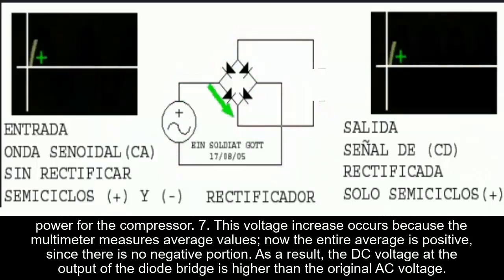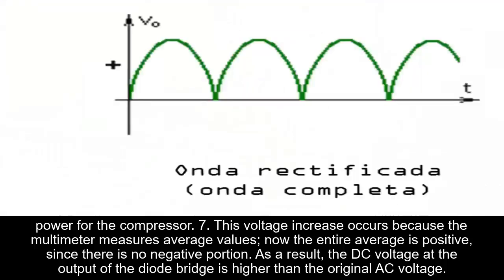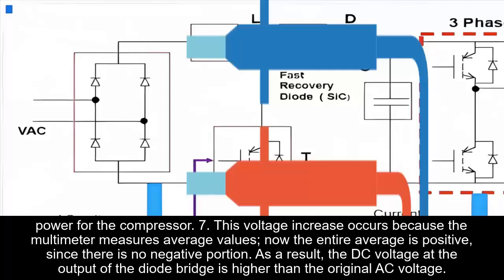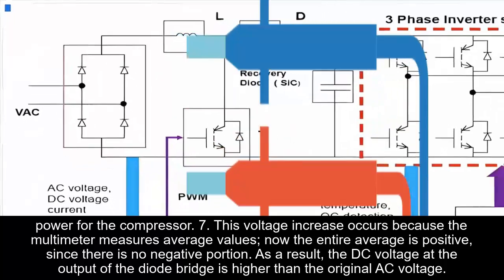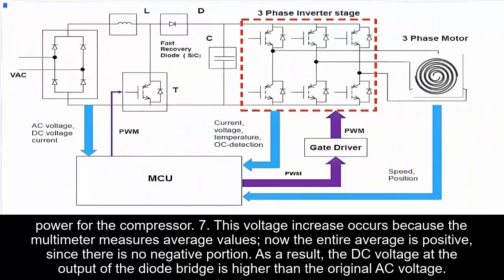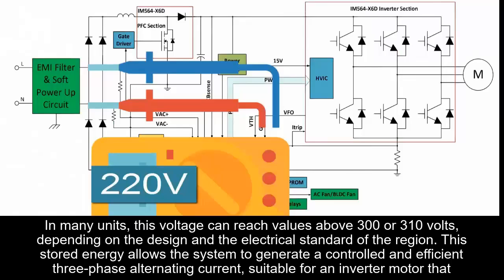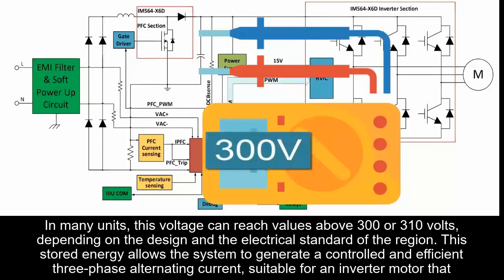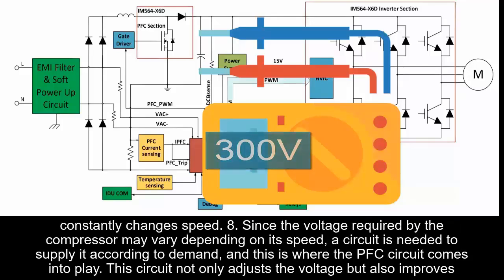6. This voltage increase occurs because the multimeter measures average values. Now the entire average is positive since there is no negative portion. As a result, the DC voltage at the output of the diode bridge is higher than the original AC voltage. In many units, this voltage can reach values above 300 or 310 volts, depending on the design and the electrical standard of the region. This stored energy allows the system to generate a controlled and efficient three-phase alternating current, suitable for an inverter motor that constantly changes speed.